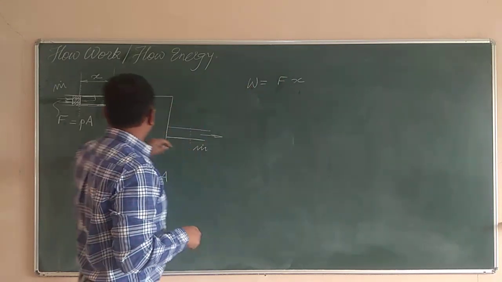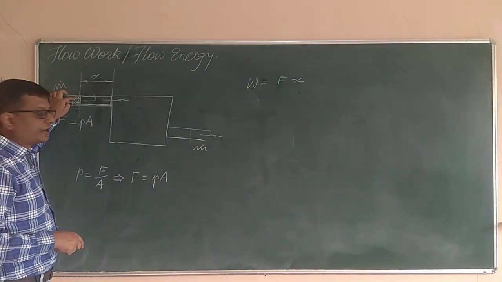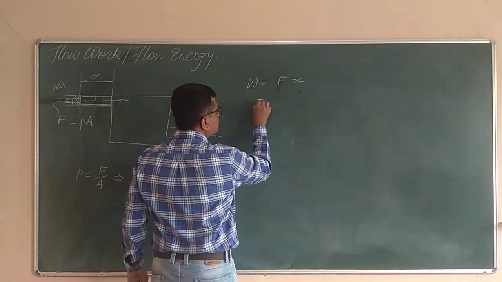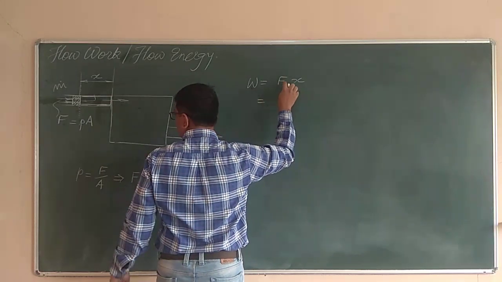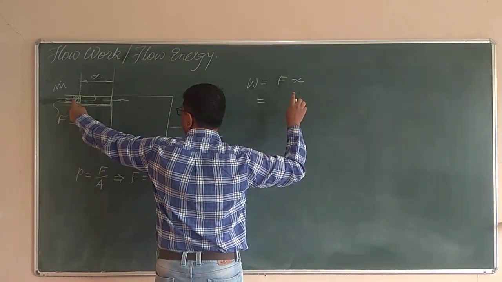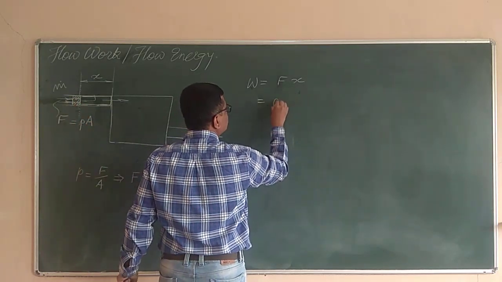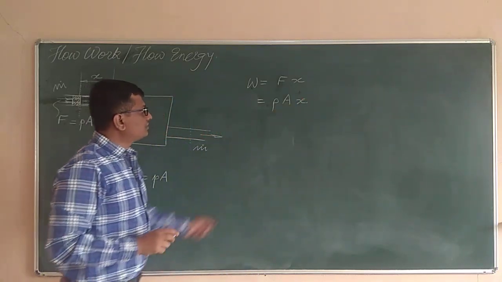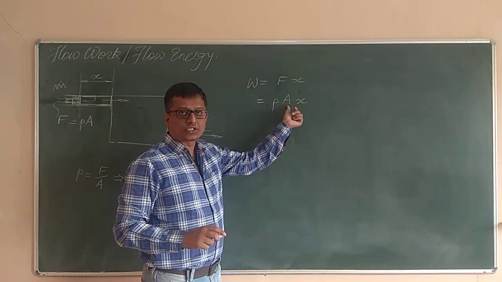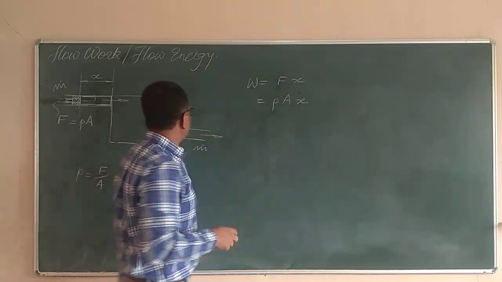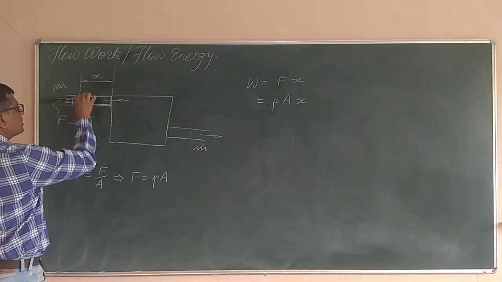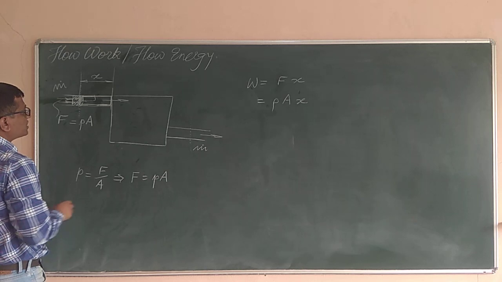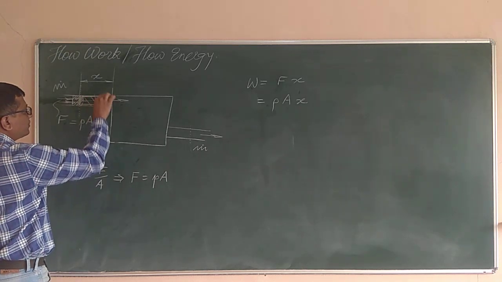So the work done by the imaginary piston, or the fluid behind that fluid element, is equal to force into displacement. Force is F, displacement is x. I can write force F as the pressure multiplied by the area, so it will be the pressure P into the area A into x. Now in this term, P is the absolute pressure, A is the cross sectional area and x is the displacement of the fluid. This cross sectional area times this displacement is nothing but the volume of the fluid element which is displaced.